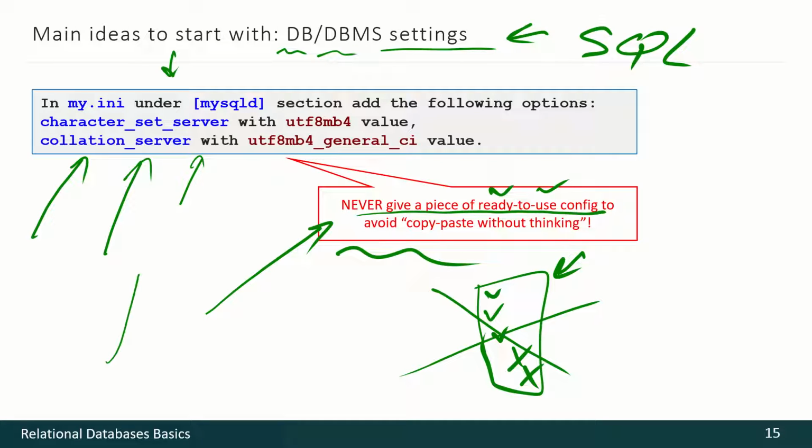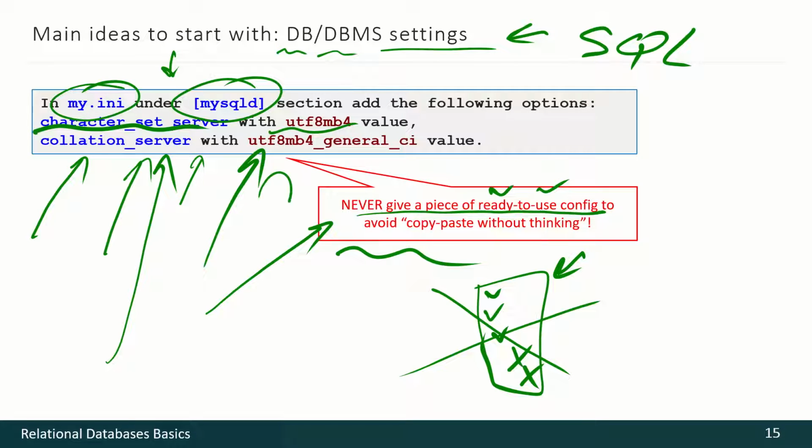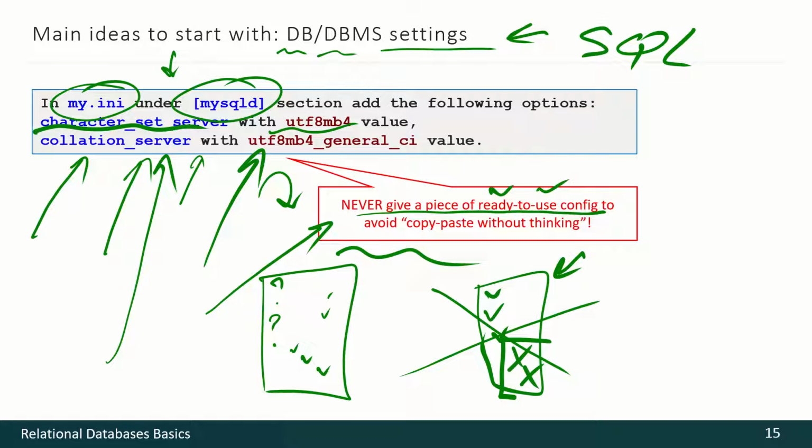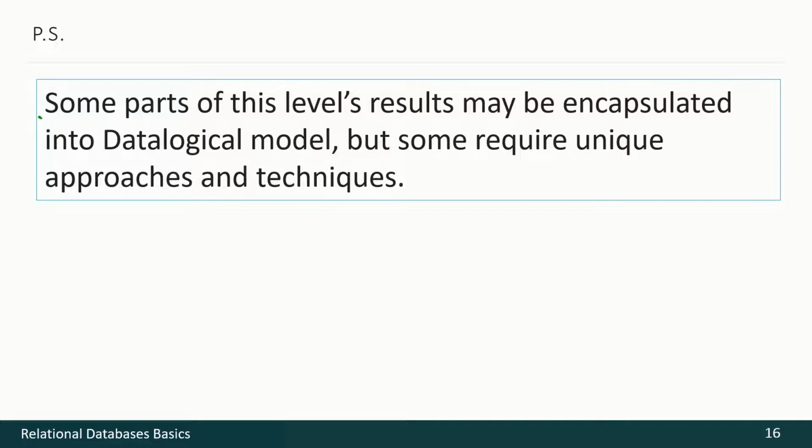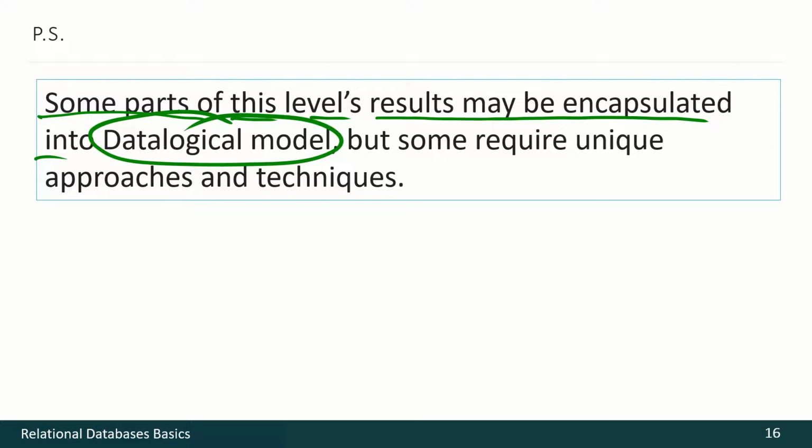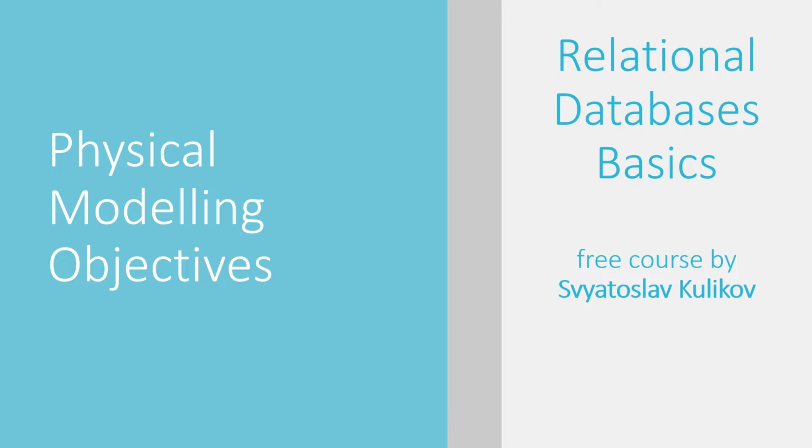But if you provide such a text description, you mention some file, some section of options in that file, some option, some value, and so on. This is impossible to copy-paste into some config file. So your colleague has to open the config file, think about it, and change something there. So all those incompatible settings will not appear in the config file. Of course, some parts of this level's results may be encapsulated into the data logical model, but some require unique approaches and techniques, and we'll discuss some of them in the next video.